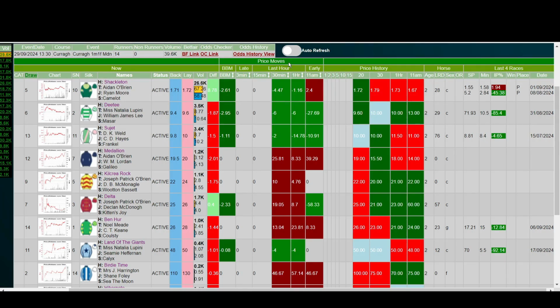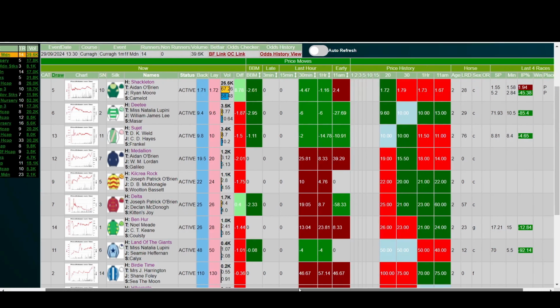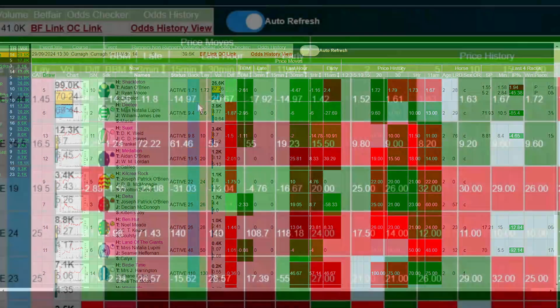So what is the price moves column? Well, the price moves column is just a rehash of this in percentage terms. So what we're looking for is a horse that is coming down in its odds. So these represent the odds. Yeah, so 2.4%. So when we look at a horse, let's take the second favourite here.